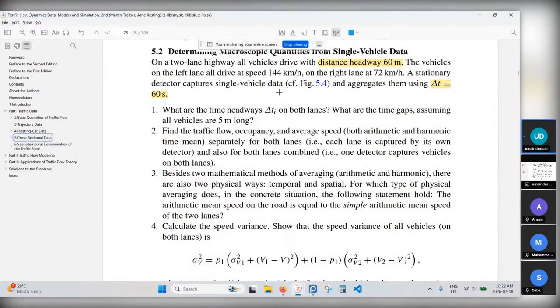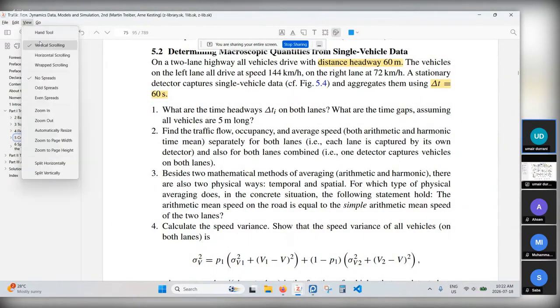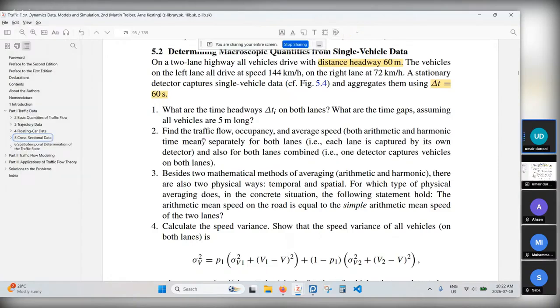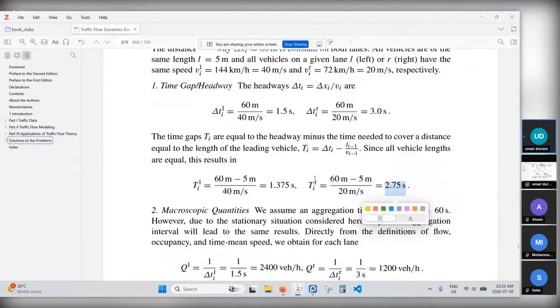Next part says: find the traffic flow, occupancy, and average speed, both arithmetic and harmonic timing, separately for both lanes. That is, each lane is captured by its own detector, and also for both lanes combined. That is, one detector captures vehicles on both lanes. Let's look at the solution.